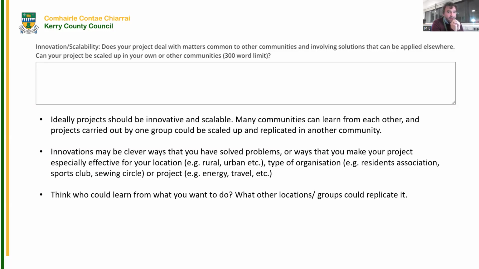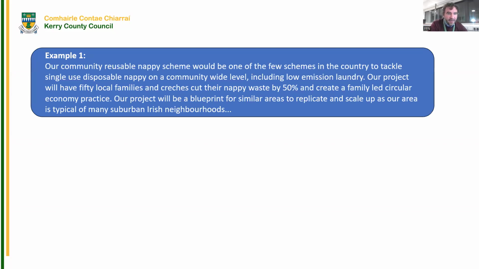Think who could learn from what you do, what other locations could replicate it, and clearly state the lasting impacts of the project here. An example of a sample answer would be: our community reuse nappy scheme would be one of the few schemes in the country to tackle single-use disposable nappies at a community-wide level, including low emissions laundry. Our project will have 50 families and a creche cut their nappy waste by 50% and create a family-led circular economy. Our project is a blueprint for similar areas to replicate and scale up in their area, and is typical of many suburban Irish neighbourhoods. So that gives you a circular economy project and how that would be answered.